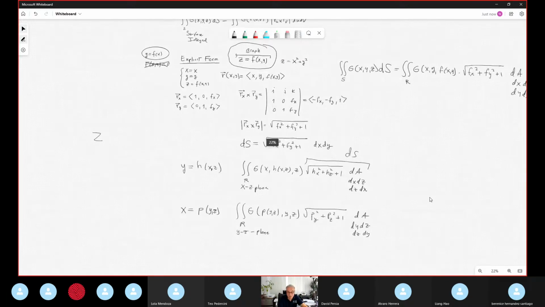I promise that you will see an example. I don't know if today or not. I suppose yes. At least one example. And that's it. Now let me explain the third way.